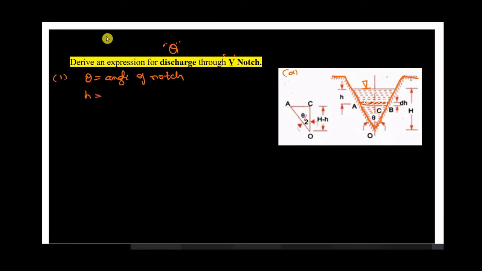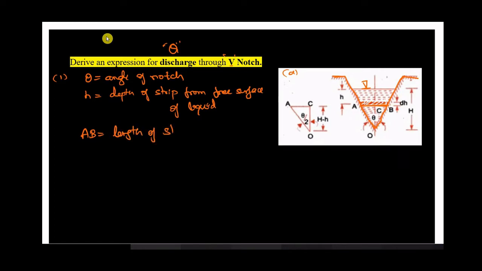So what is h? Height or depth of strip from free surface of liquid in notch. That is second notation. And what is the length of this strip? AB is the length of this strip. AB is equal to length of the horizontal strip. What does dh stand for? The dh is thickness of the strip.